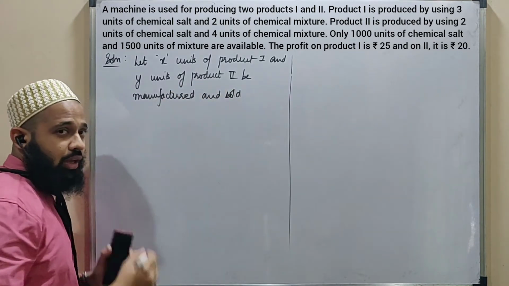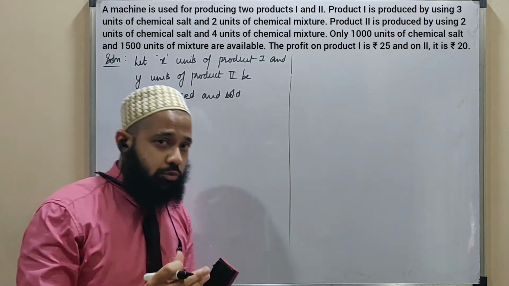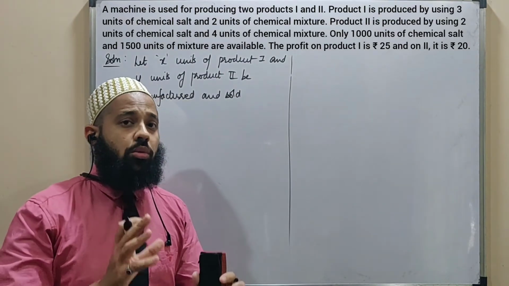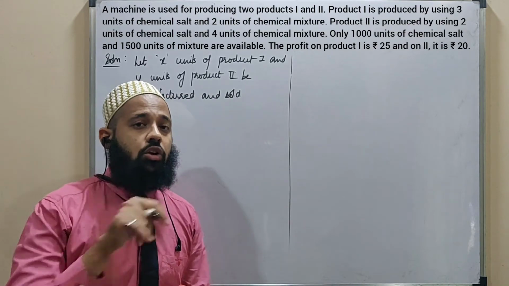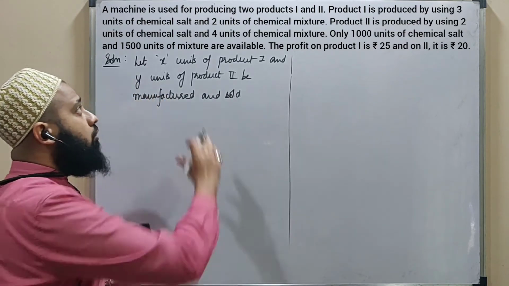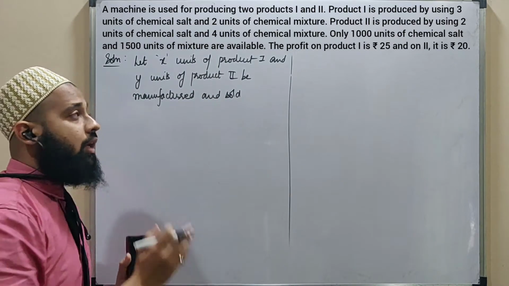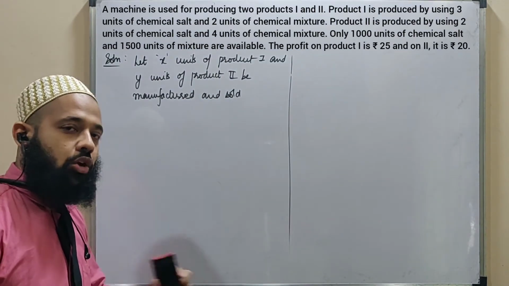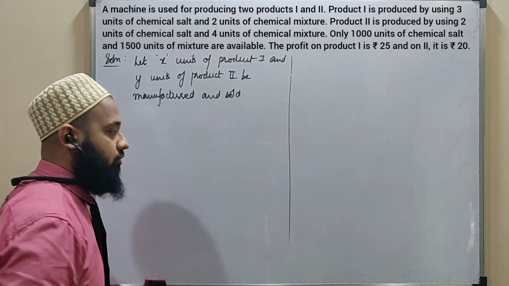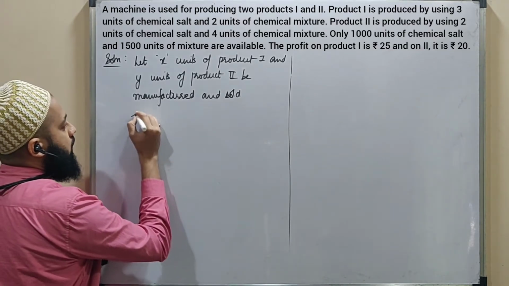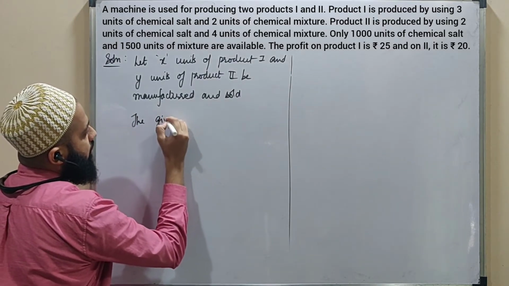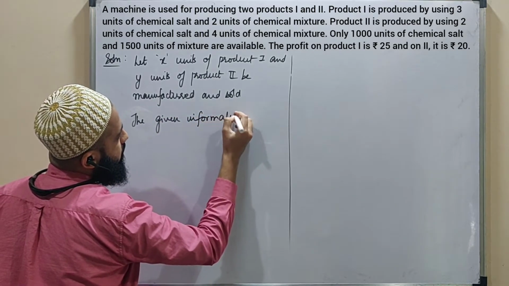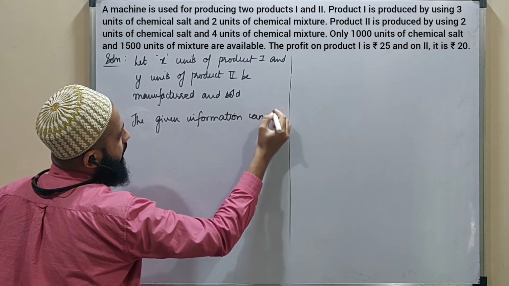Okay, so after the assumption, now time to form the objective function, then the constraints, and then the hidden constraints. So before all of this can begin, we are going to tabulate the information so that I don't have to refer to the word problem again and again. Instead, I will refer to the table for making my constraints, my objective function, and the non-negativity constraints. So the given information can be tabulated as follows.